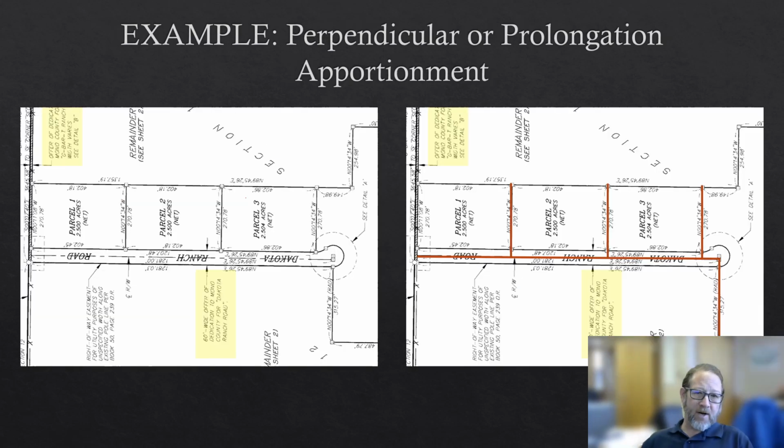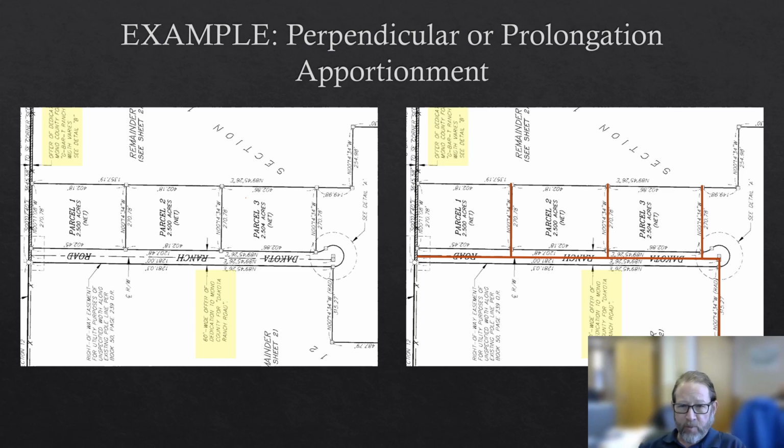Okay, so moving on to the last bit, we need to decide whether we're going to use the perpendicular method or the prolongation method for apportioning out the portion of Dakota Ranch Road which has been vacated. Well, because Dakota Ranch Road is a straight road, we are going to use the perpendicular method. So on the right, you'll see the red lines. That is what the parcel lines will look like.